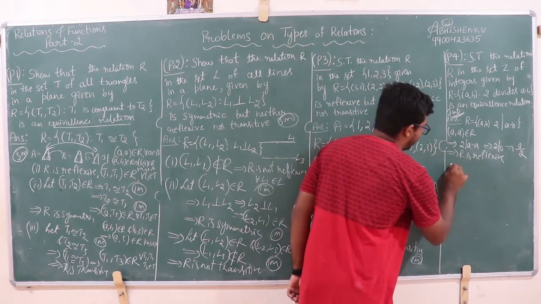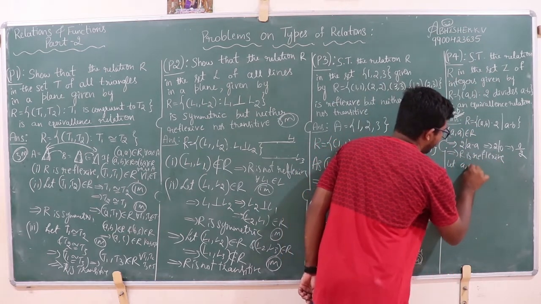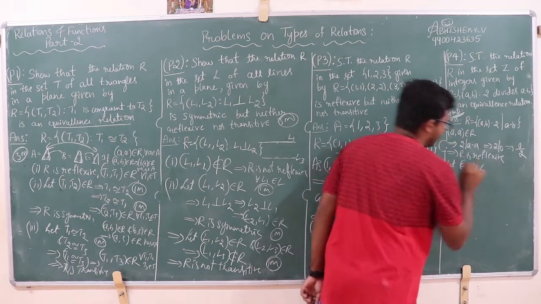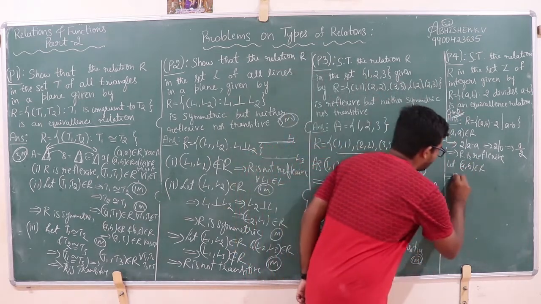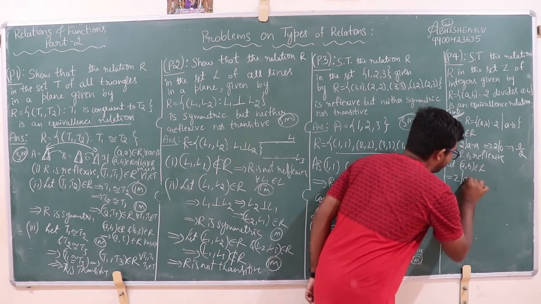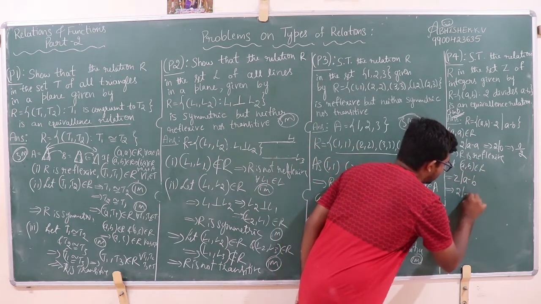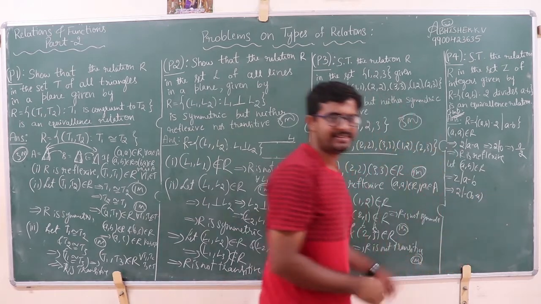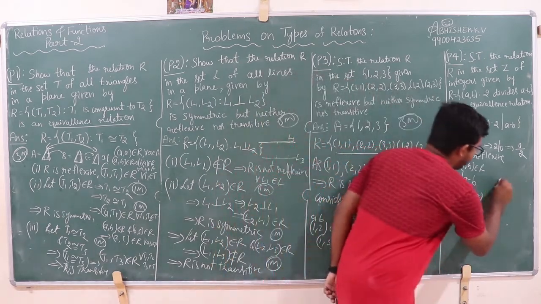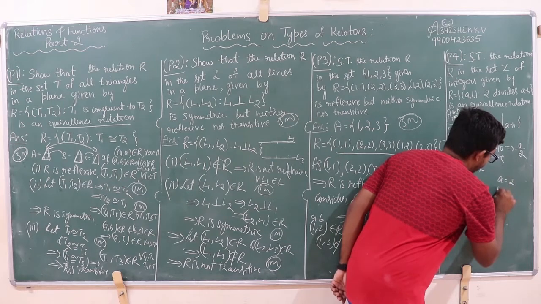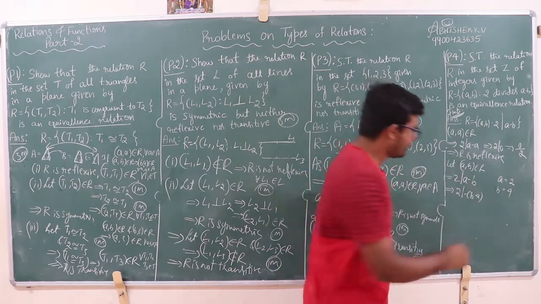Then for symmetric, let (a, b) belong to the relation R. What is the meaning of this? 2 divides a minus b. This implies 2 also divides b minus a. Is it true or false? See, consider a is equal to 2, b is equal to 4.